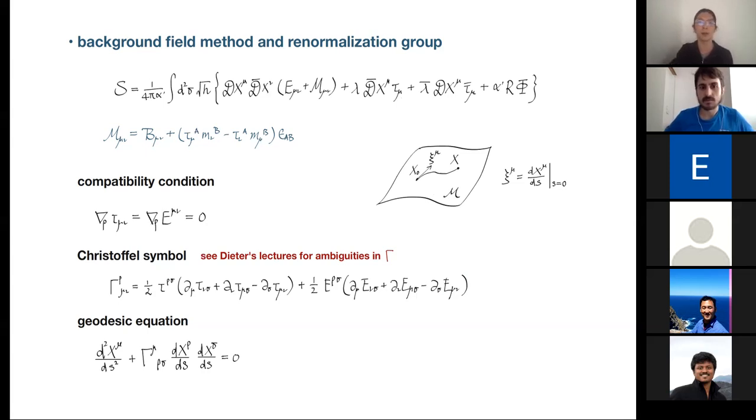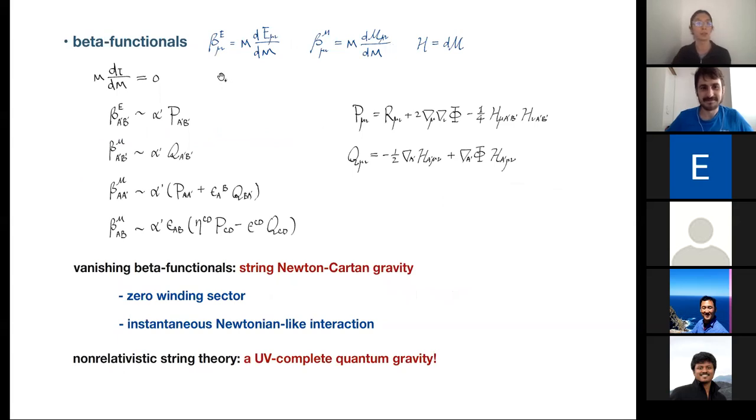After some pages of calculation that you can find in our papers, you'll land on this set of beta functions. And then at the end, if you set these beta functions to 0, that will give rise to the equations of motion in spacetime, and that determine the dynamics of the string Newton-Cartan geometry. So this will give rise to the notion of the so-called string Newton-Cartan gravity. And let me re-emphasize that we're working in this zero winding sector. And this type of gravity just represents instantaneous Newtonian-like interactions. There's not really a graviton, as we discussed earlier. So it's in this sense that we have non-relativistic string theory as a UV-complete quantum gravity theory that is also non-relativistic.